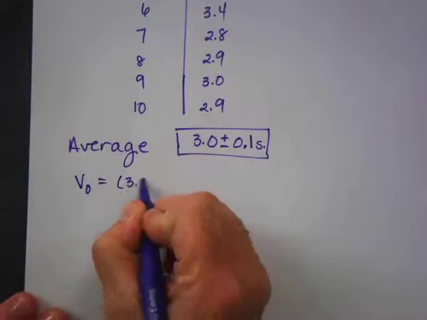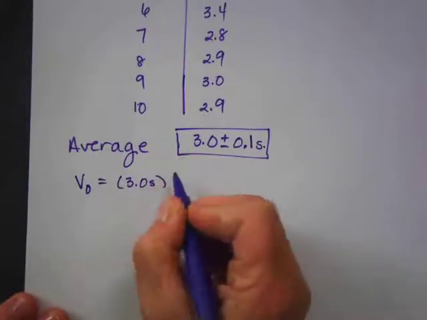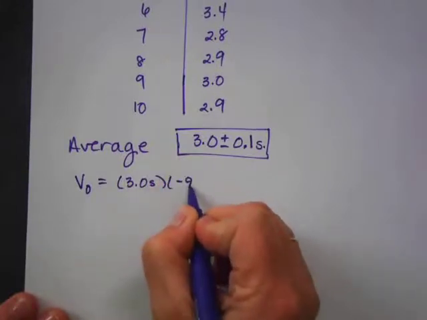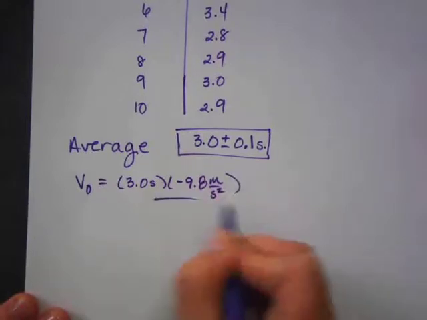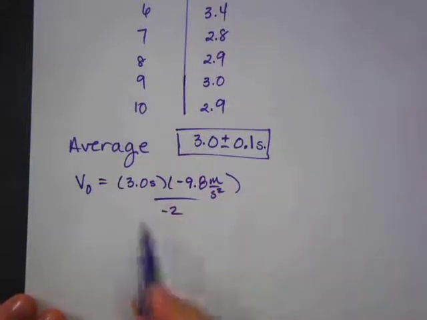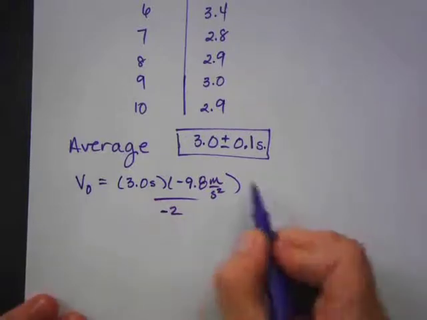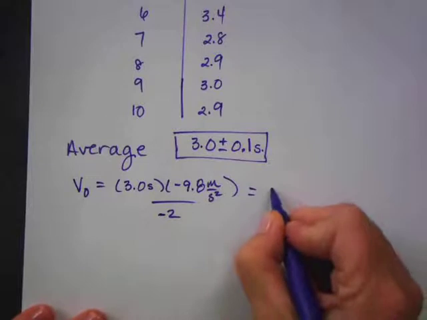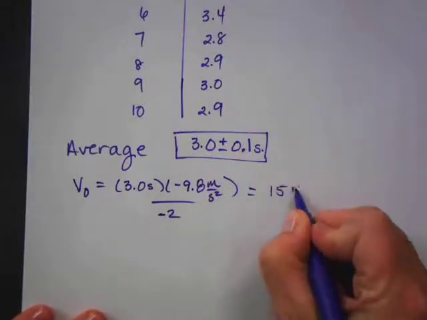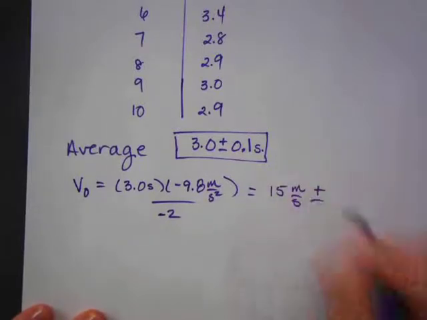Average time, so 3 seconds, times acceleration due to gravity, divided by -2. That was that whole initial and final same number, opposite direction thing. Okay? So if I do this, it equals 14.7, or with 2 sig figs, 15 meters per second.